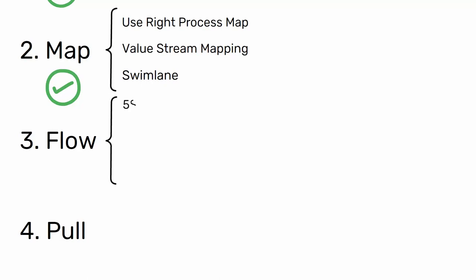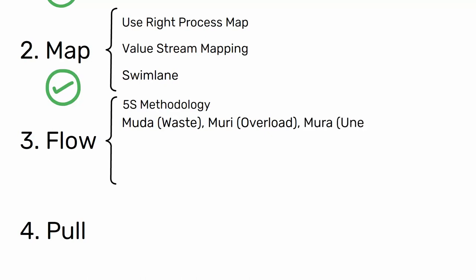After mapping the process, you can move on to creating flow. To create flow, the main tool to start with is the 5S method. It is one of the most well-known lean tools and is used to create safe and efficient workstations. The 5S method also allows you to identify the 7 wastes, muda, and the other 2 types of waste, muri, overload, and mura, unevenness. Next, you must design the new workstation or cell through standard work and work instructions.